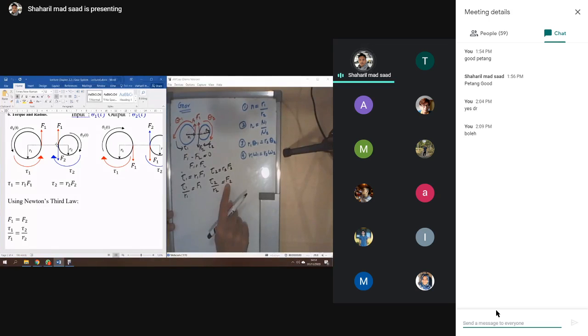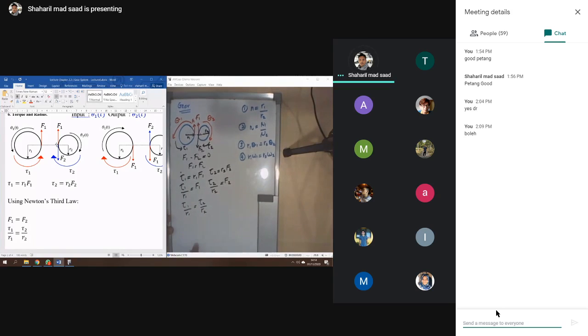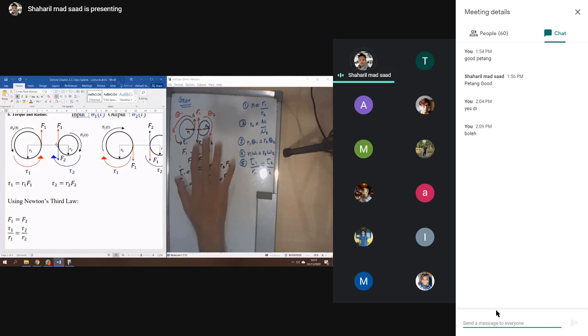Because F1 equals F2, you can now have another equation. T1 over R1 equals T2 over R2. So I use the word T, okay? Right. So this is the second equation, the equation number 5 that you need to remember. So you can have T1 over R1 equals T2 over R2. Okay. Right.